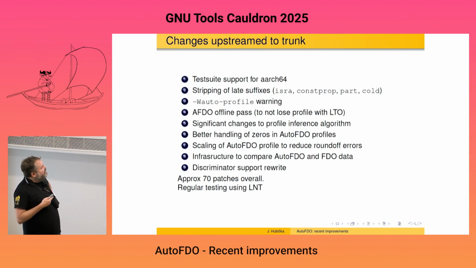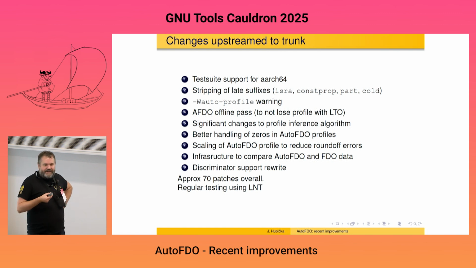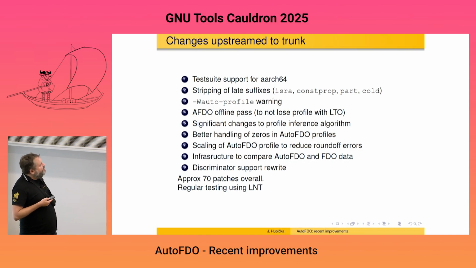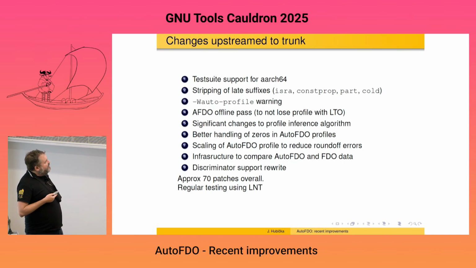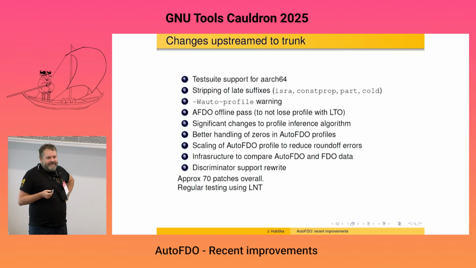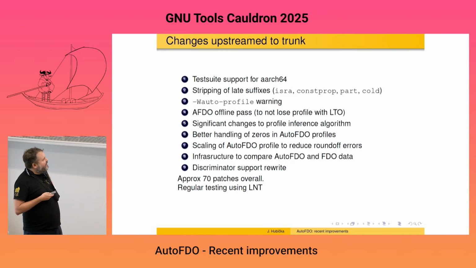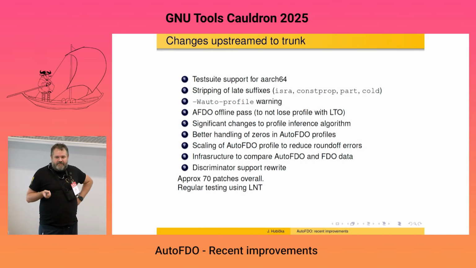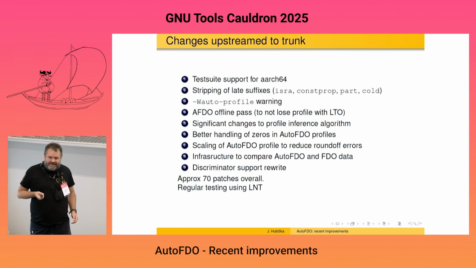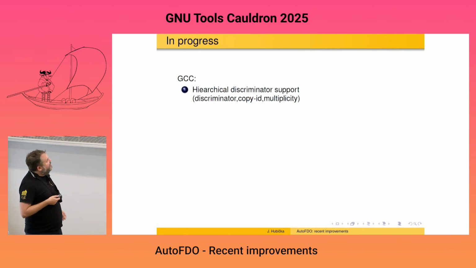We also added scaling of the AutoFDO profile up, so there are no rounding errors because the numbers are very small, and if you do integer arithmetic you do it badly. And we added this comparison, and we added this discriminator rewrite because the path was simply broken. No, path profiling is broken. I will fix it. And we also added the regular testing on LNT, so I hope this will ensure that things don't bit rot again. Because at least we get some statistics about the performance.